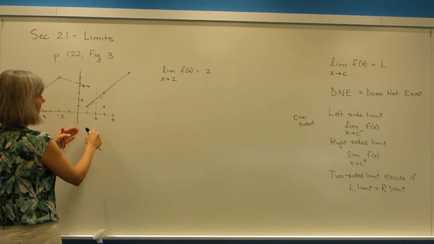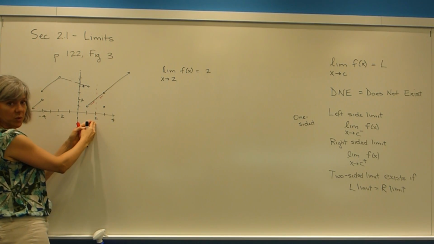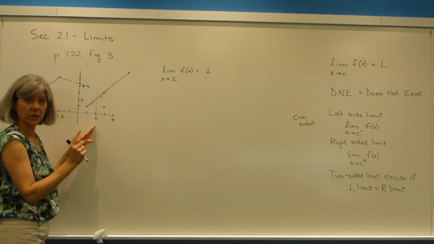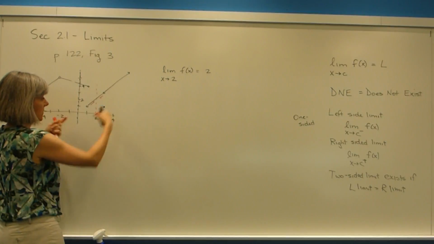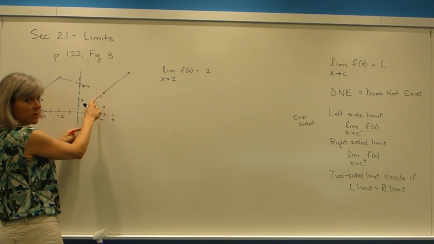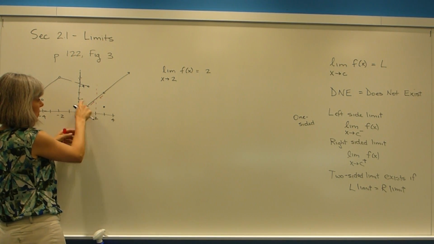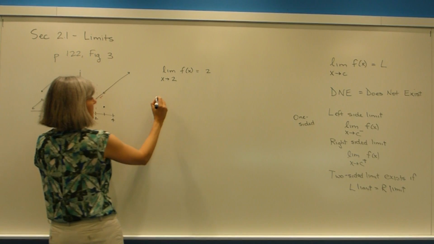So we've got this graph. If we're looking as x approaches 2, there's no plus or minus, so we're looking at a two-sided limit. So the two-sided limit, there's a point right there. Everything is very normal, and that point should correspond to y equals 2. All right, so let's look at another one.